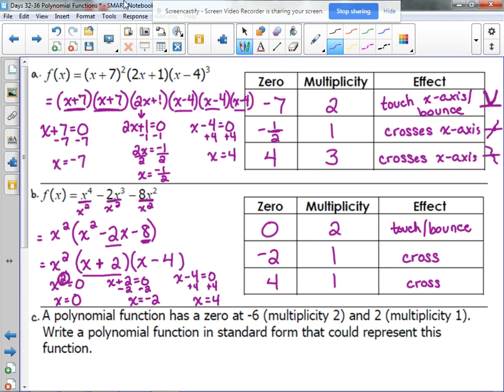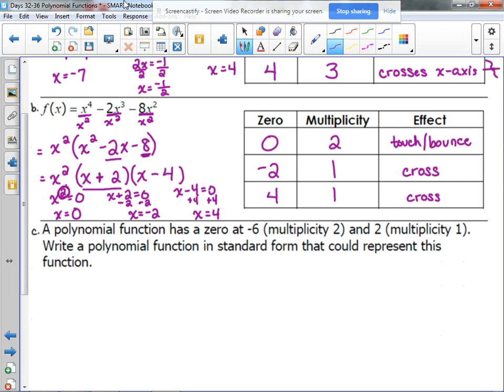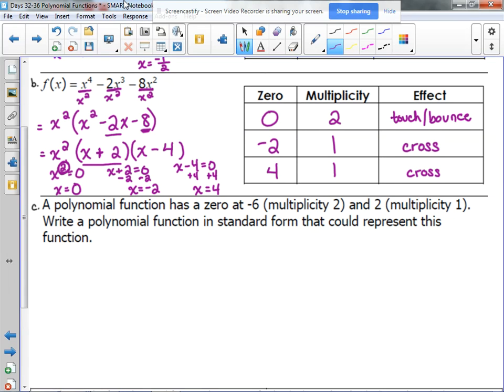All right, now we're going to go backwards. Any questions about A or B before we proceed? All right, let's look at C. A polynomial has a 0 at negative 6 with multiplicity 2 and a 0 at 2 with multiplicity 1. Write a polynomial function in standard form that could represent this function.